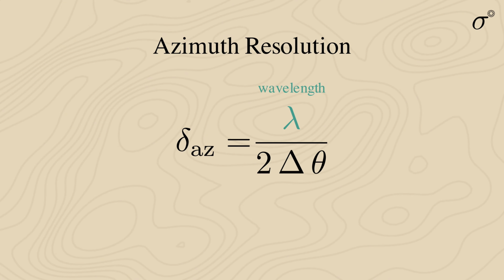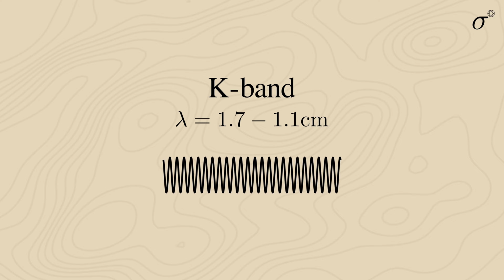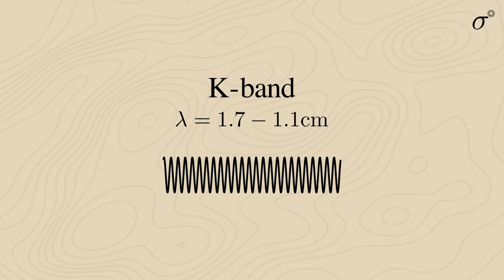The only other variable is the change in the integration angle, which is the change in the angle at which we look at a particular area during imaging. You might notice that the distance to the area we are imaging does not influence resolution at all. And this is actually one of the key differences between optical imaging and SAR imaging. In this X-band image of a Tesla factory in Nevada, we can see the cars on the parking lot as bright tiny spots.